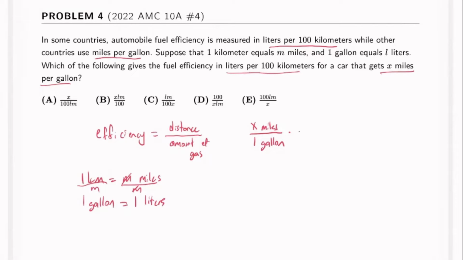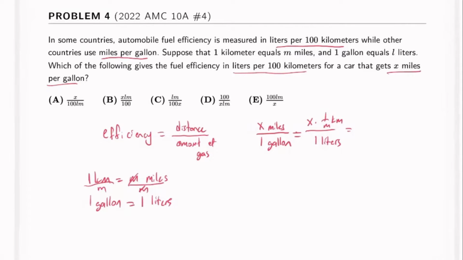Which means this could be written as x times 1 over m kilometers, because that equals miles. And a gallon is going to be 1 liter, so we can just replace with that. If I simplify this a bit, m can be written in the denominator, so you will get x kilometers over m liters.